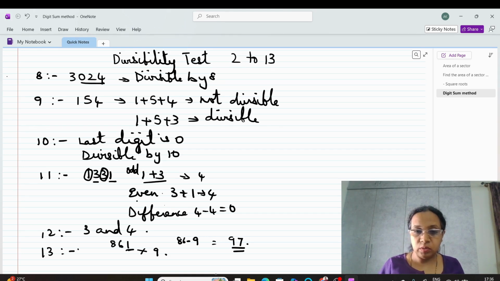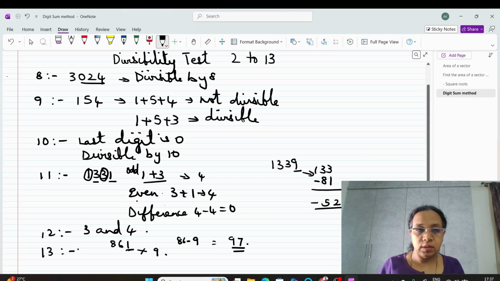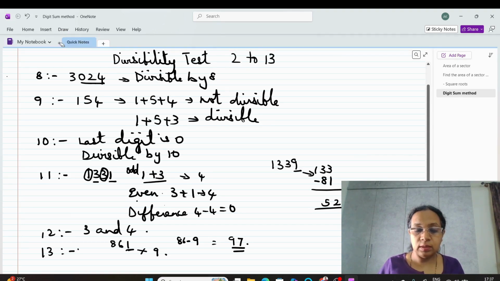Let's look at another number. Last digit 9 into 9, 81. You're subtracting, you get 52. 52 is divisible by 13. Therefore, the number is divisible by 13.